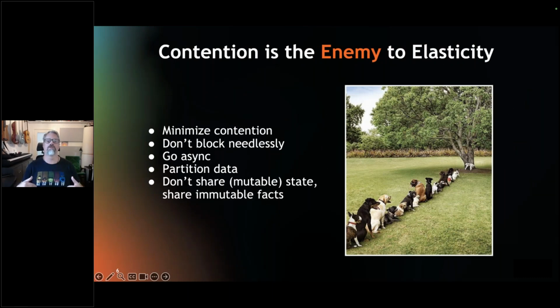But if we take yet another step down into first principles and look at what are the things that we need to address as a programmer to tackle elasticity. The first one is contention. Contention is really the main enemy to elasticity. And when I say contention, I mean contention on shared resources in the system. It's usually the biggest scalability performance killer there is.